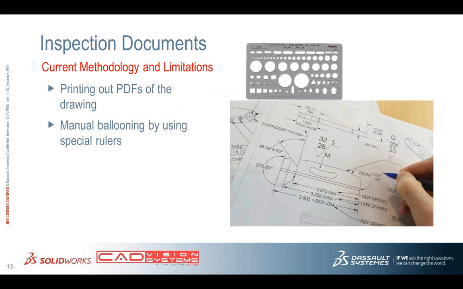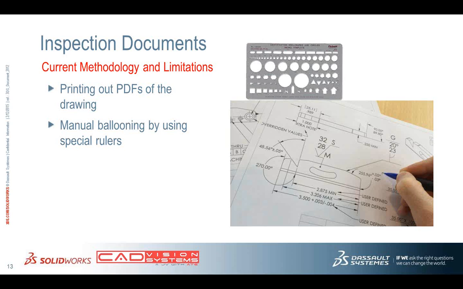However, there are limitations to the current process because it includes a manual process of creating the inspection report. What normally happens is we print out the PDFs of the drawings, and then the quality inspectors or the designers themselves will manually balloon the important dimensions by using a special ruler and just using their hands with their pen and their highlighters.